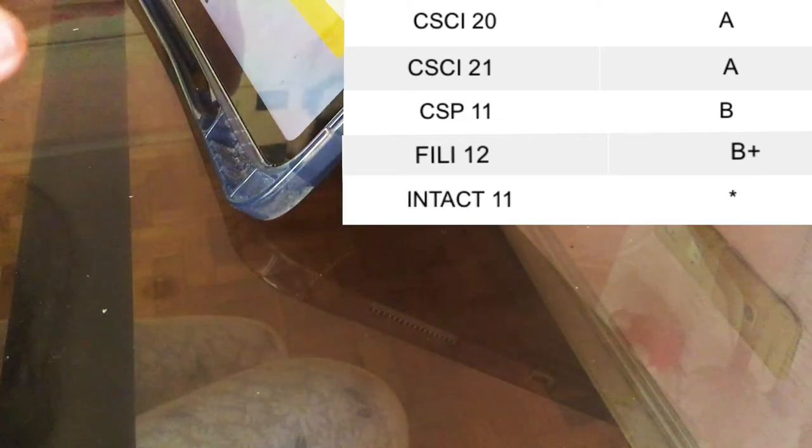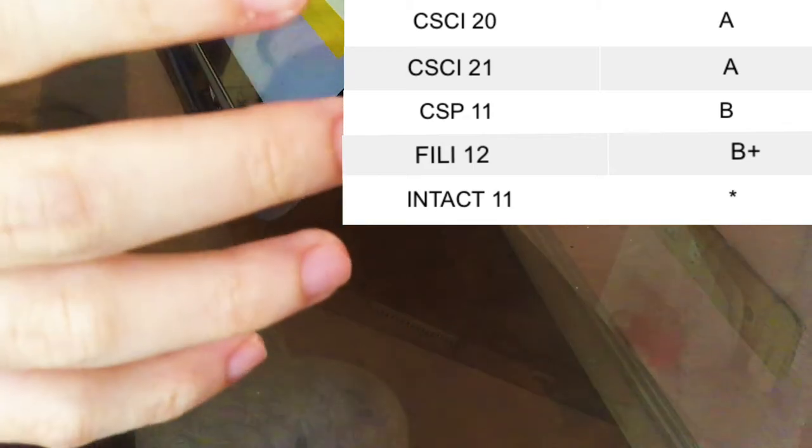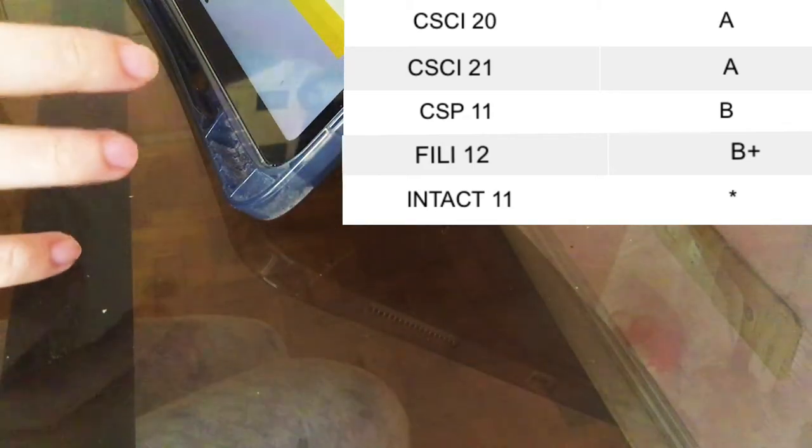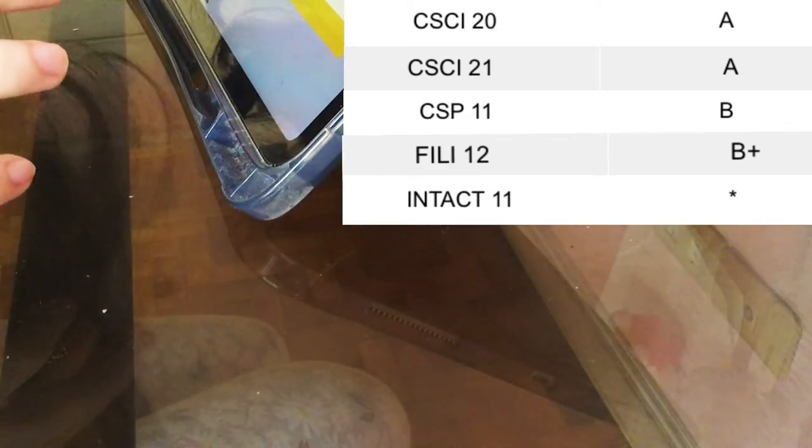For Intact 11, it just says an asterisk. And I don't know if that means pass or fail. But I will just ask my prof later.